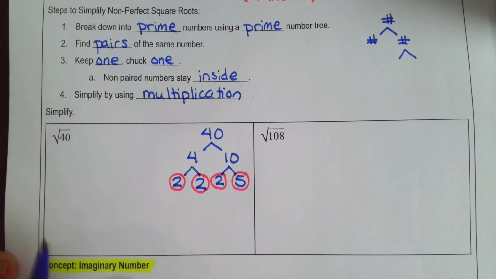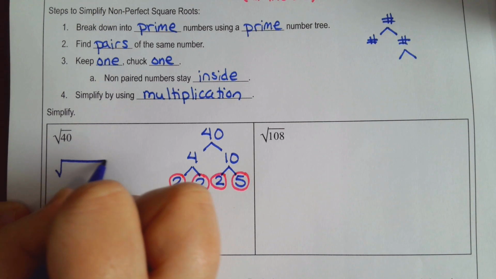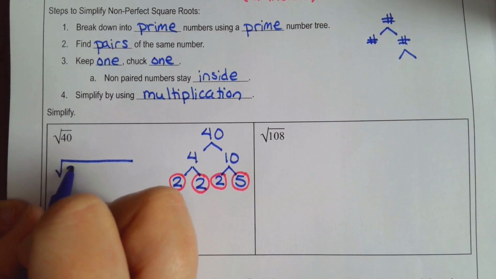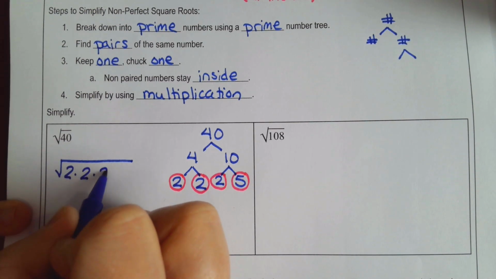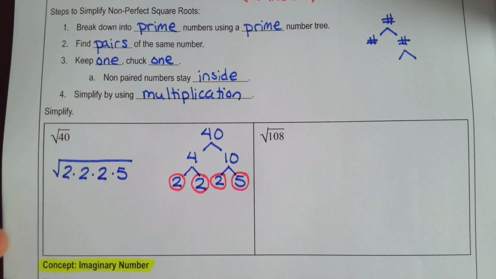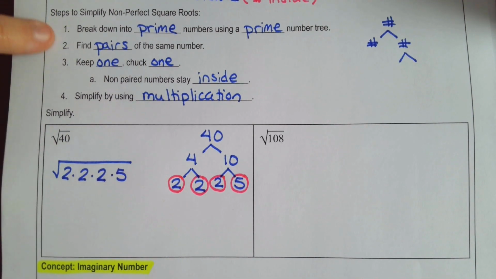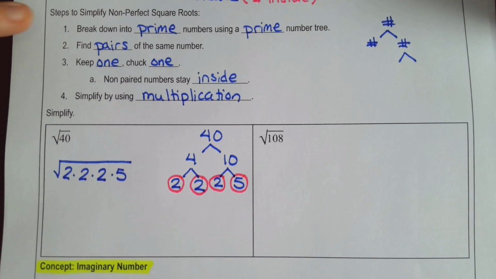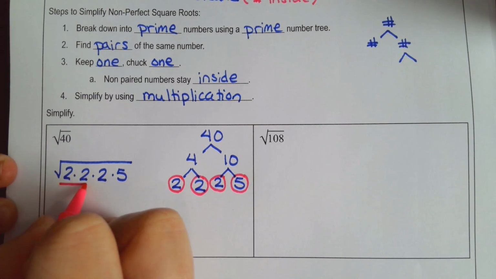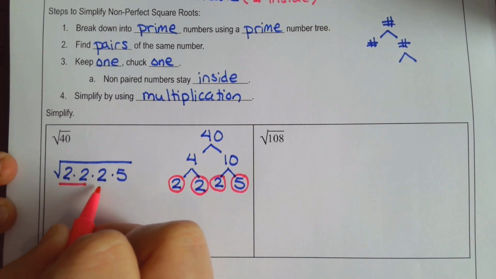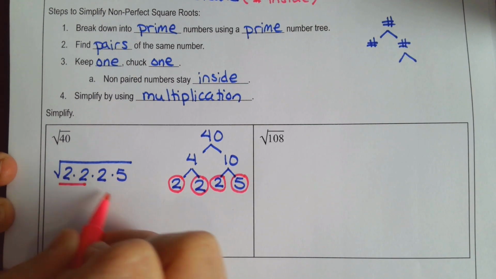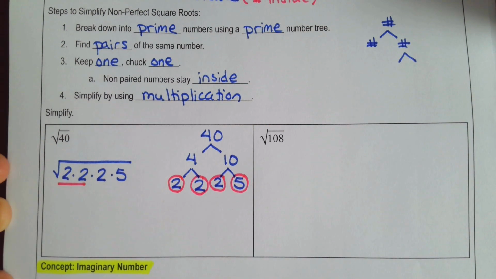Now, what we're going to do with these numbers is we are going to list them underneath the square root in numerical order. So we have 2 times 2 times 2, because I have 3 2's, and then a 5. Now we're on to step 3. Or actually, no, step 2. We haven't even found our pairs. So identify your pairs. So we have one pair of 2's, and then we don't have a pair for this last 2, and we don't have a pair for the 5. So those will stay inside because they do not have a pair.